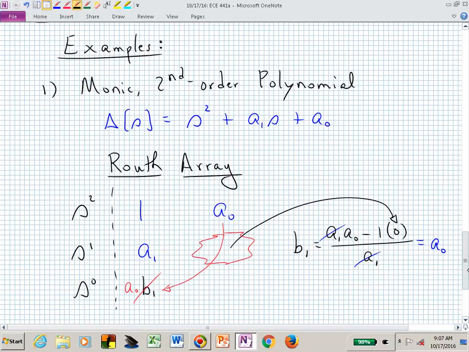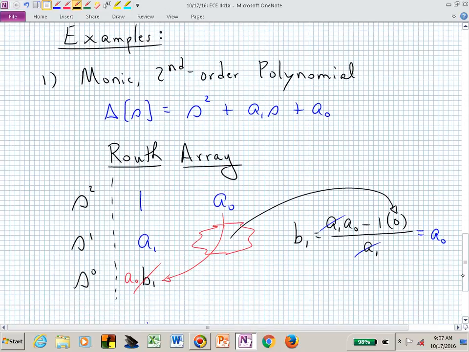We finished last time with this, let's say, standard monic second-order polynomial. It's monic, meaning the leading coefficient of the s squared term is 1, and then we really just have two non-zero terms, a sub 1 and a sub 0. Well, if they are non-zero, we can continue with building the Routh array.